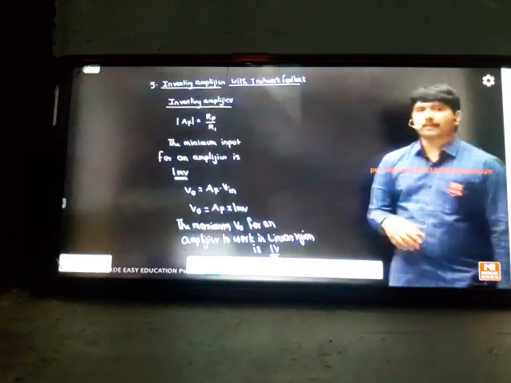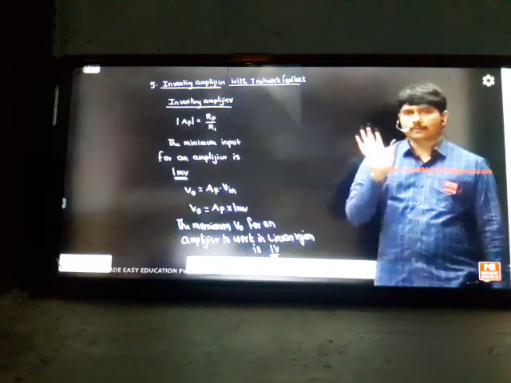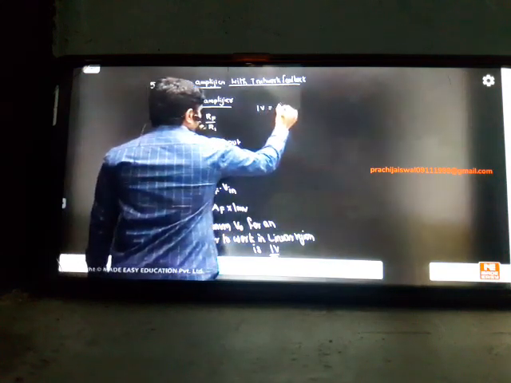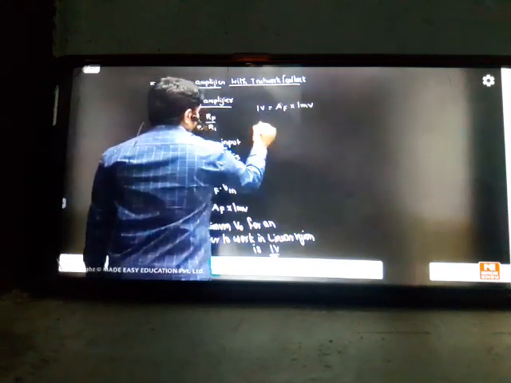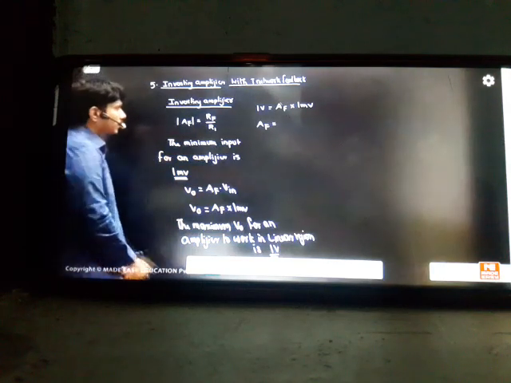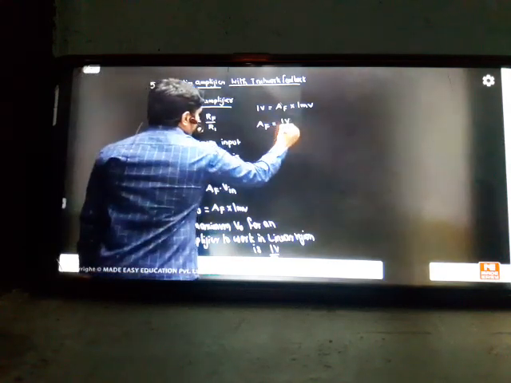So I know the minimum input for an amplifier. What is the maximum output you have to bring? 1 volt. With this knowledge, I'll show you how I design my resistors. This is 1 volt, that is 1 millivolt. Now you can write this answer. 1 volt is equal to AF into 1 millivolt. Then can you tell me how much AF you have to design for this particular input? Like this we first design the gain, then we'll try to select the resistors. Your AF will become 1 volt divided by 1 millivolt.